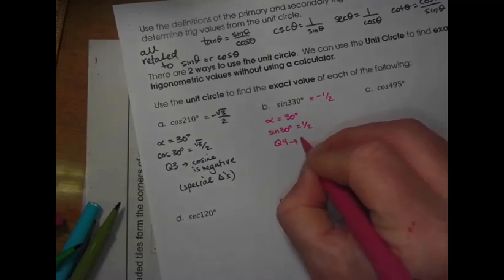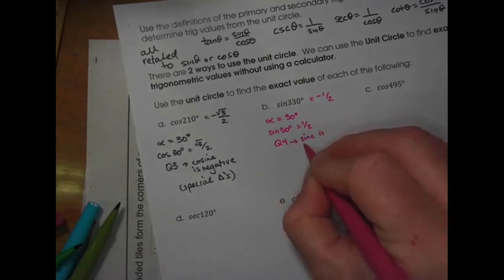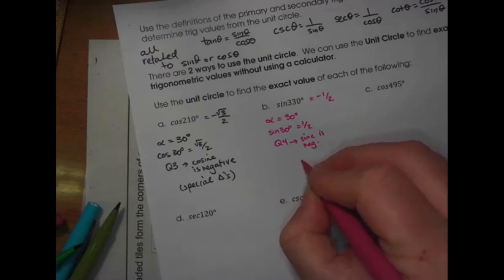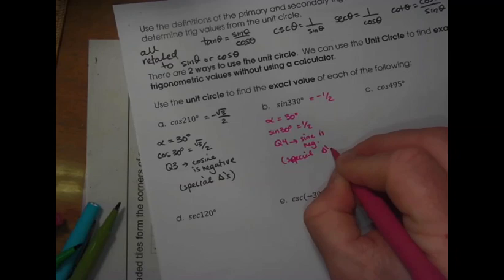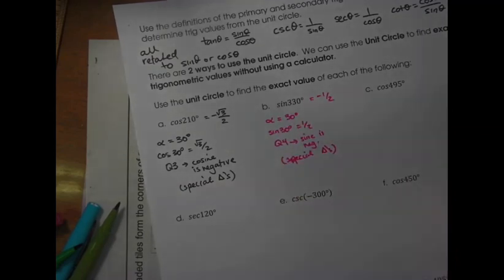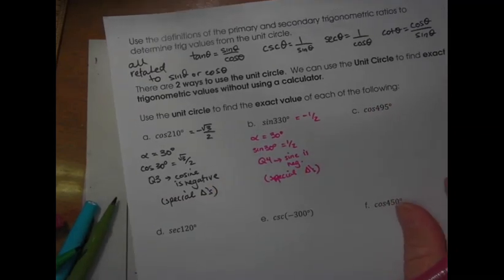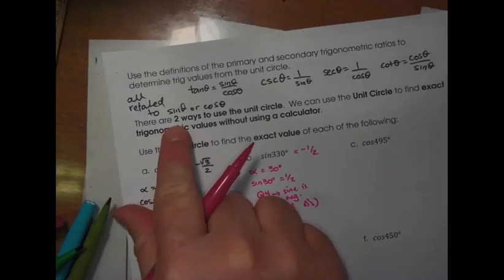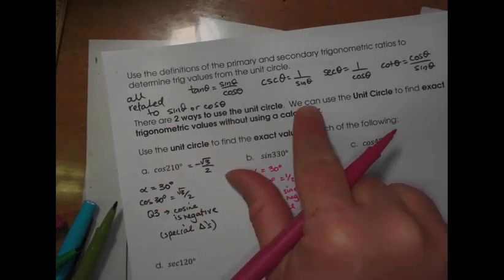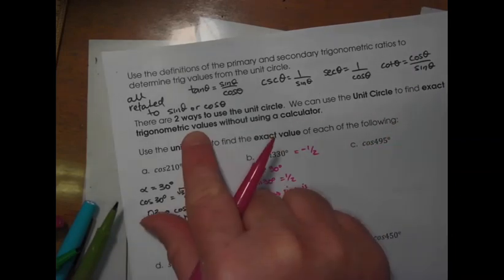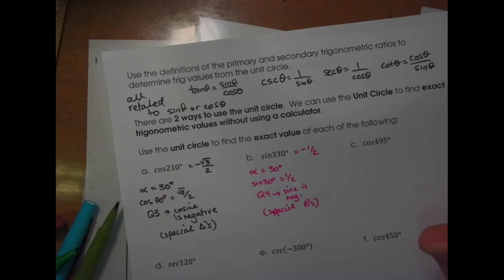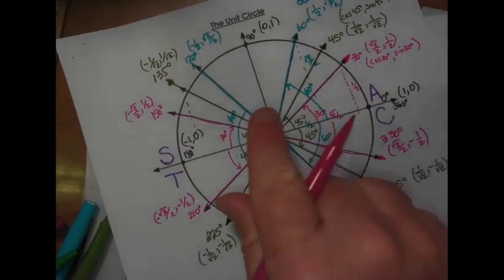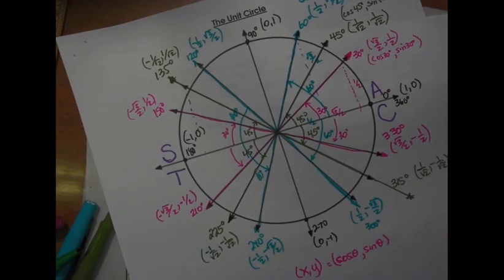But in Q4, sine is negative. And I could use my special triangles as well. Both ways. So there are two ways to use this unit circle. We can use this unit circle to find the exact trig ratio without using a calculator. So you notice here we didn't do any work with the calculator. It was all based on understanding the concepts that were built in this circle.